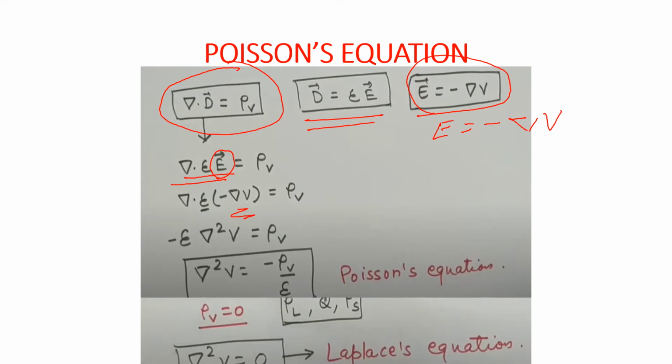This is known as Poisson's equation. Del square V equals minus rho divided by epsilon is Poisson's equation. Now, in a charge-free region, if the volume is devoid of free charges, if there is no volume charge density, then Poisson's equation can be written as del square V equals 0. This is known as the Laplace equation.